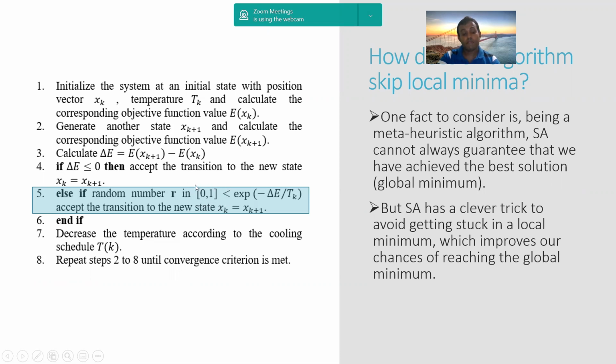even if that transition takes us to a high energy value, and this probability of accepting that sort of energetically unfavorable values increases as the temperature of the system increases. So that means at higher temperatures, there is a higher probability of coming out of local minima if our system is trapped inside a local minimum. So that is the clever trick that simulated annealing uses to come out of the local minimum, and then it can move towards a global minimum, hopefully.